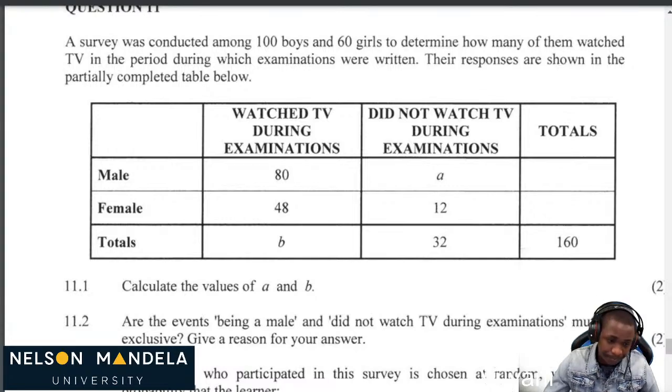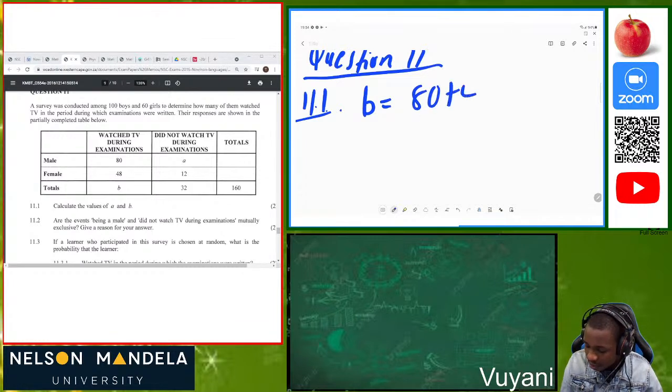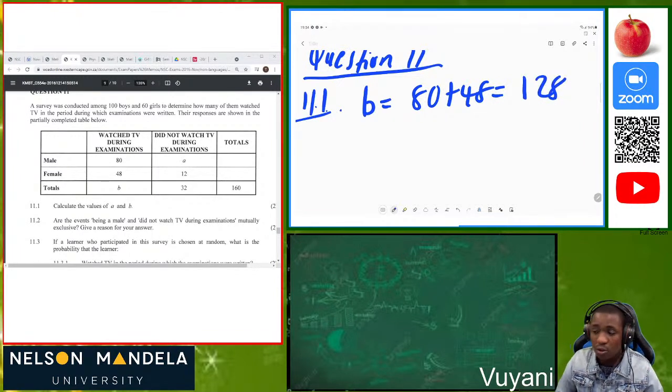So your B, let me just write 11.1. Your B will be equivalent to 80 plus 48. Then 80 plus 40 is 120, plus 8. So it's going to be 128. So our B is going to be 128.